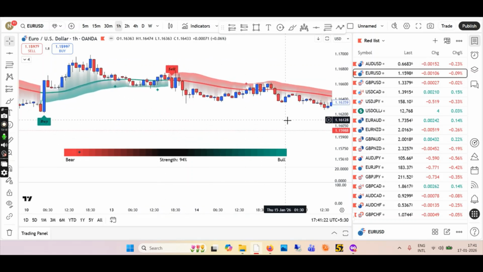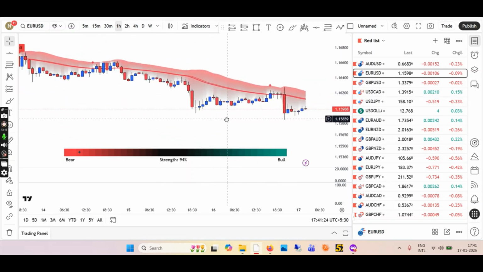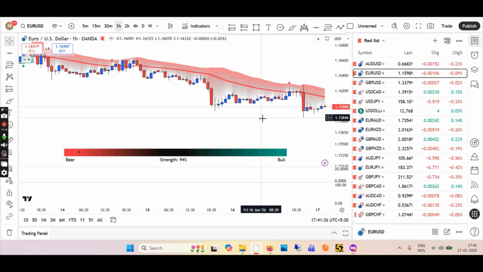There are a few things which are key here. Trend strength, because these things work only when the trend is strong. You know that, right? All the strategies mostly work only when the trend is strong, but if the trend is not strong, you will be hitting stop losses every now and then.